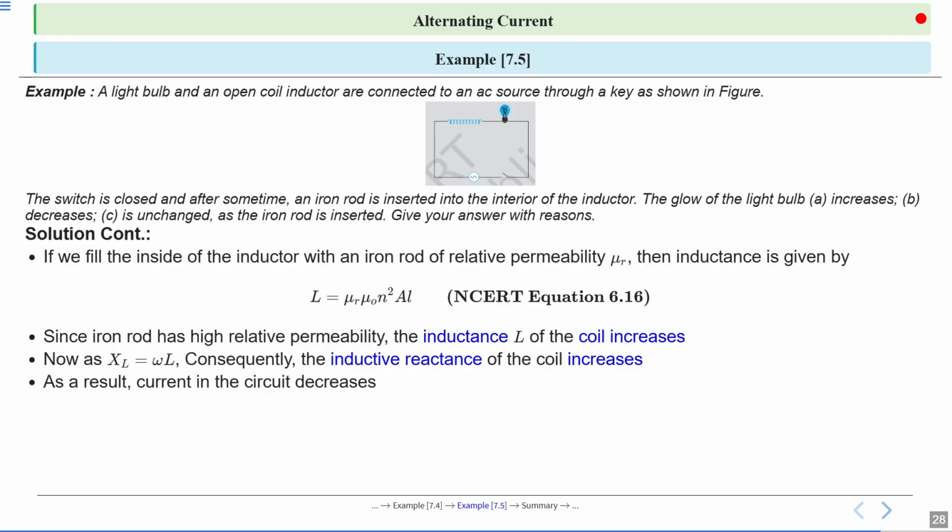What is inductive reactance? It is the opposition offered by the inductor to the flow of current. If it is increasing in the circuit, then current in the circuit will decrease. If current is decreasing, that means the glow of the bulb will decrease. So option B is the correct option.